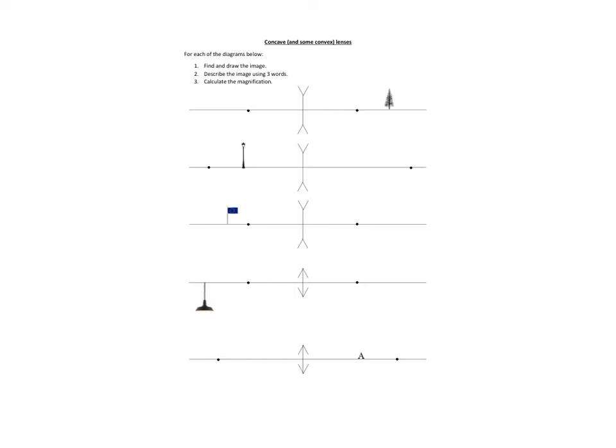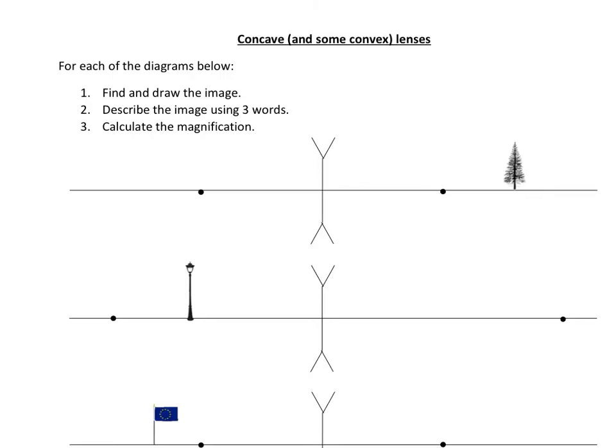Hello, today we'll go through how to draw ray diagrams for concave and convex lenses. So for each of the diagrams, we need to find and draw the image, describe the image using 3 words, and also calculate the magnification. We're also going to need a pencil and a ruler.